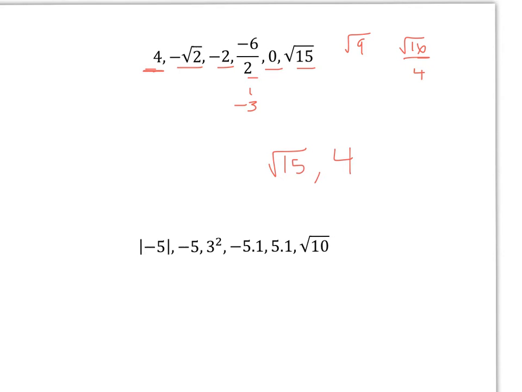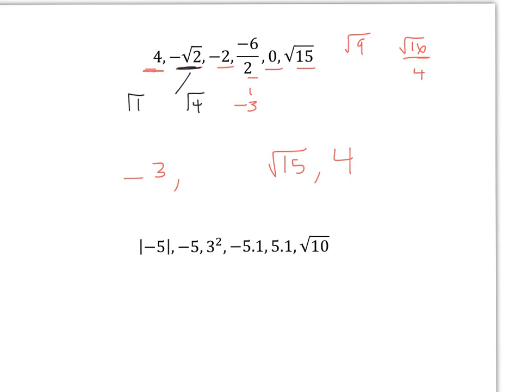And now let's look at these other numbers here. Well, negative square root of 2, and I kind of glanced over that. That's between the square root of 1 and the square root of 4, and it's actually closer to the 1. So that's going to be 1 point something, right? And that's what's going to be negative 1 point something. So the least number is actually going to be the negative 3. And then would be the negative 2.